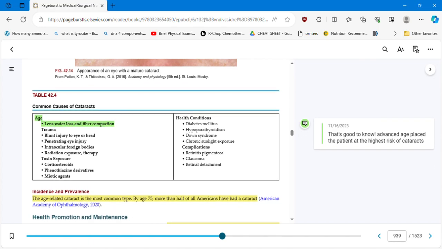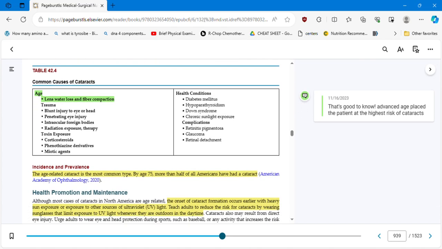Common causes of cataracts: age is the most common. Health conditions: diabetes, hypoparathyroidism, Down syndrome, chronic sunlight exposure, retinitis, glaucoma, retinal detachment. Think about your antibiotics. We spoke about Cipro. We spoke about levofloxacin. Okay, so they cause retinal detachment. Therefore, they put the patient at risk for cataracts. That's good to know.